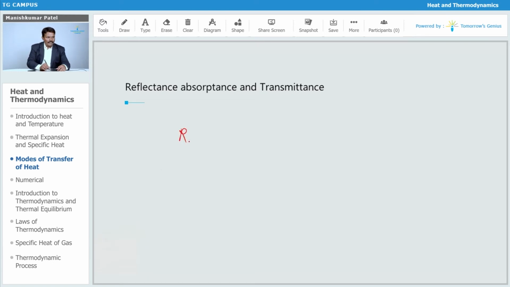So the total heat which is incident on the body, part of it is reflected, part of the heat is absorbed, and part of the heat is transmitted. Now the coefficient of reflectance, I will just write it down in short: this is R upon Q, then the coefficient of absorbance is A upon Q, then the coefficient of transmittance is T upon Q.